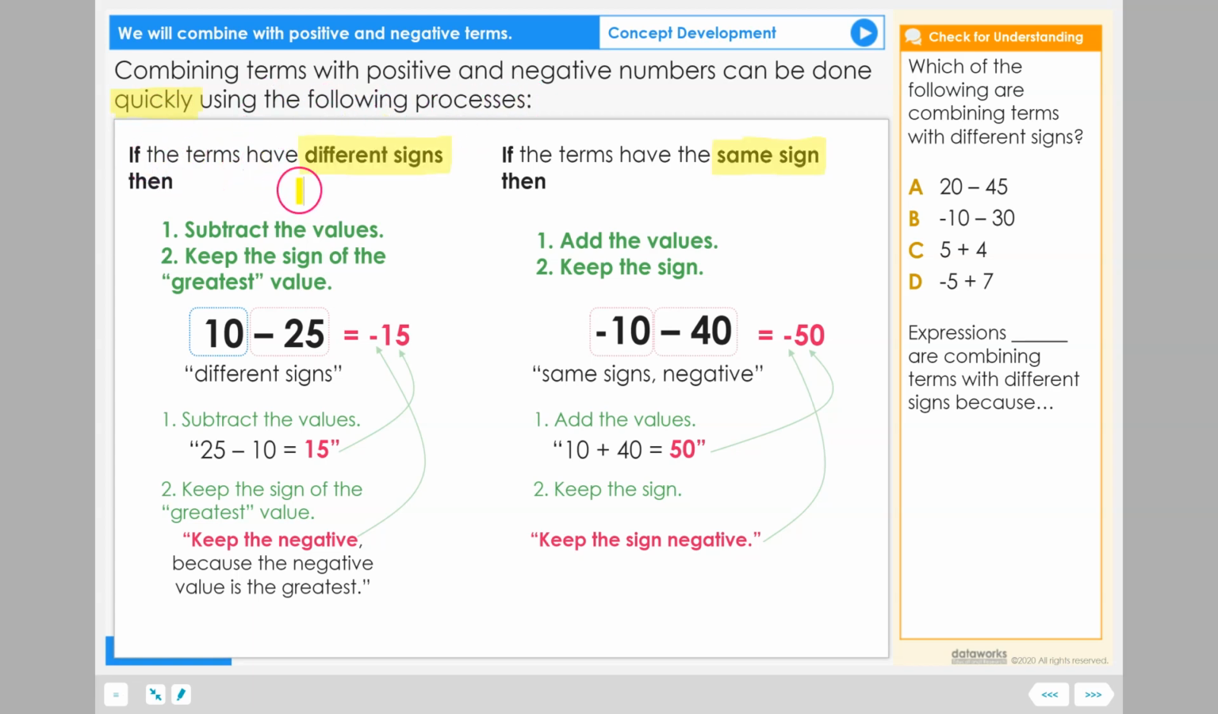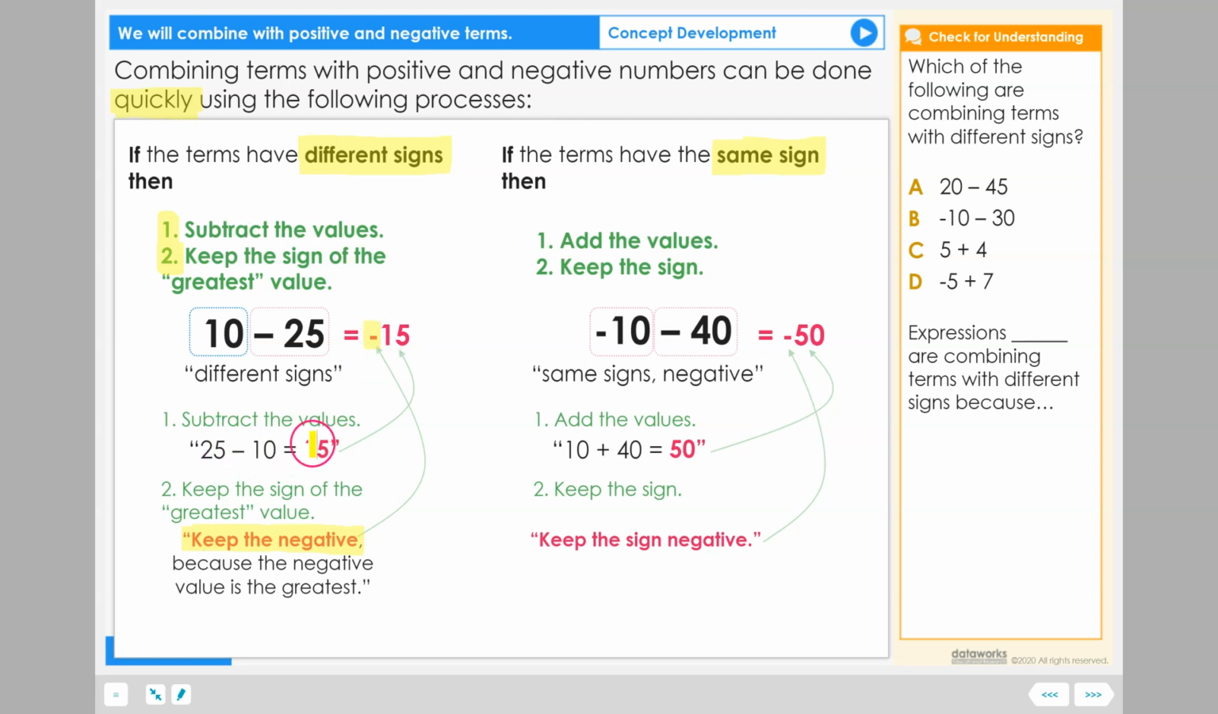If the terms have different signs, then we have these two steps. First, we will subtract the values, and then we will keep the sign of the greatest value. So here, by greatest, we just mean when you take a look at the two numbers themselves, which one is the bigger number that you see right away, 10 or 25? In this case, 25. So we're going to keep the sign of the greatest value, we're going to keep the sign negative. That's why our final answer will end up with a negative.